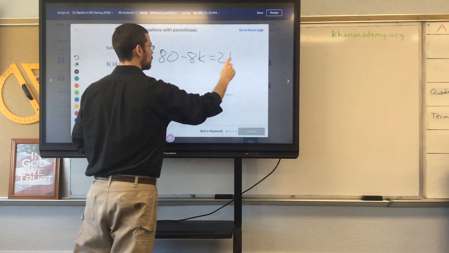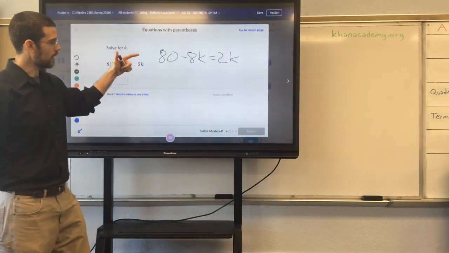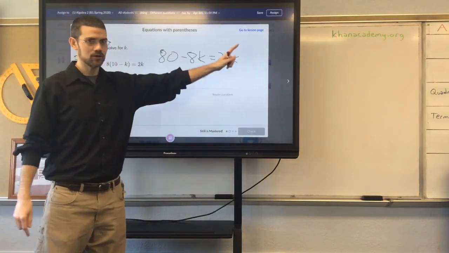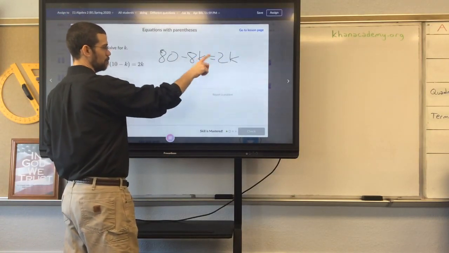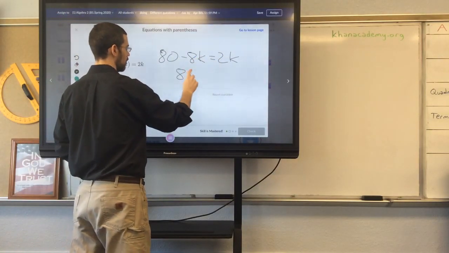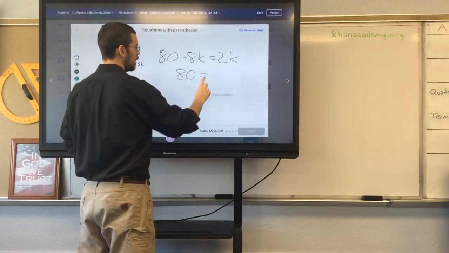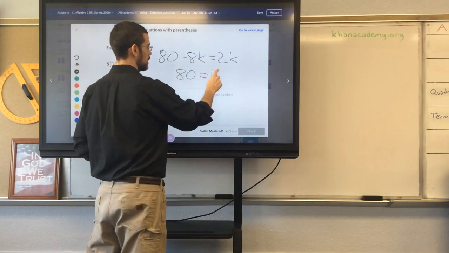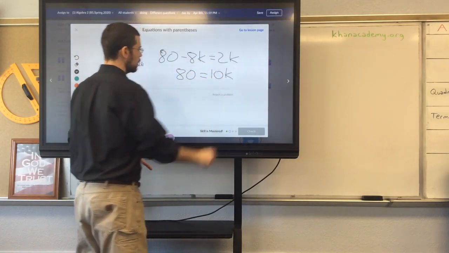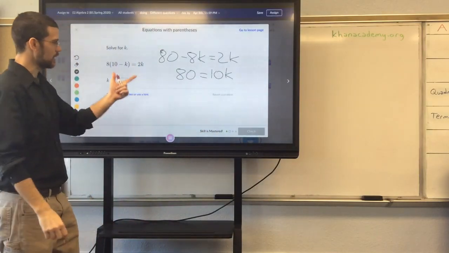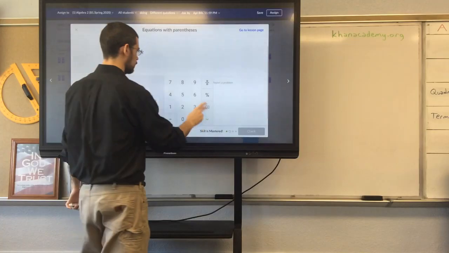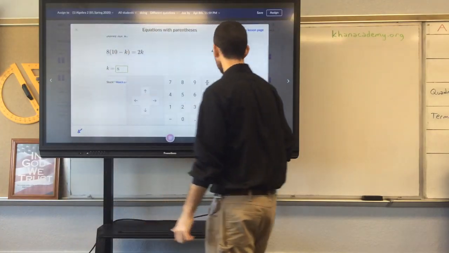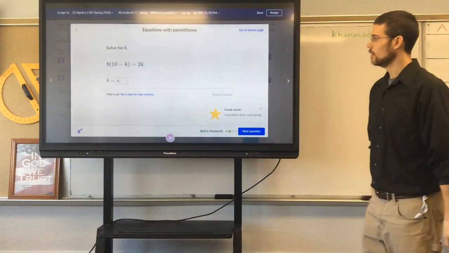equals 2k. If we want our k's to be positive, we can add those 8 k's to both sides. Negative 8k plus 8k is 0, so we're left with just the 80, and 8k plus 2k is 10k. Now we divide by 10 and we get k equals 8. All right, next problem.